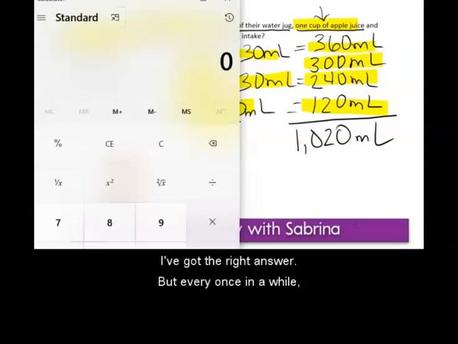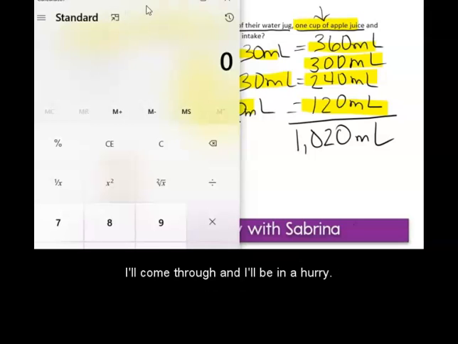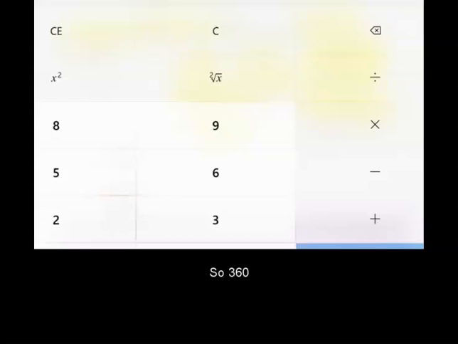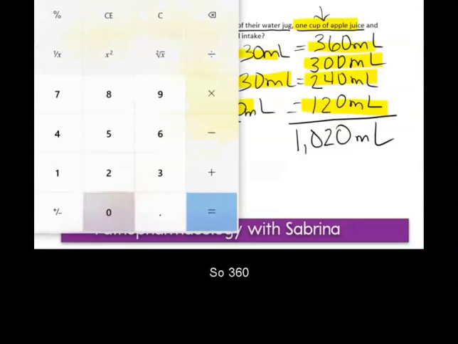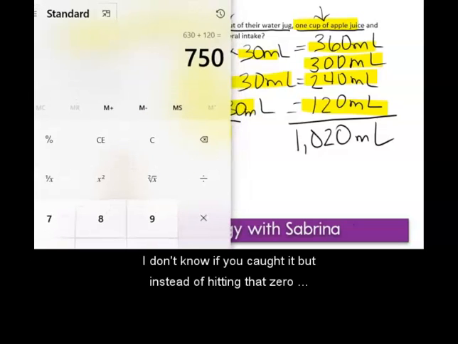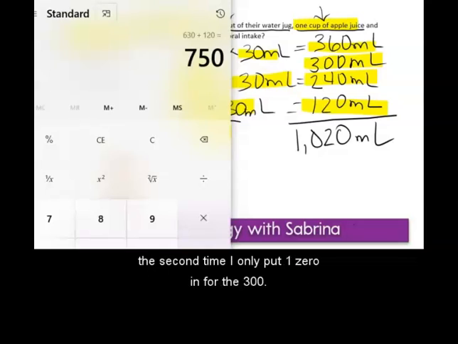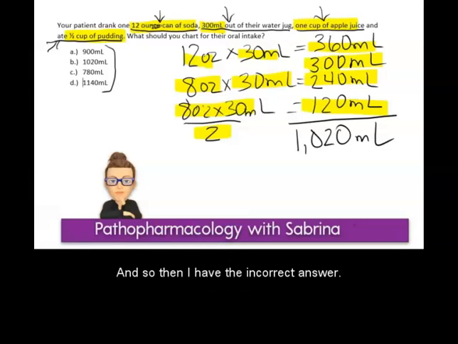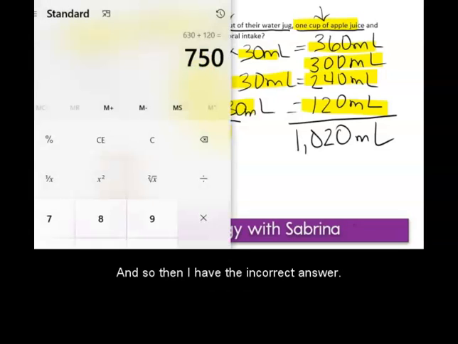But every once in a while, I'll come through and I'll be in a hurry. Oh, I did not want to. There we go. So 360 plus 300 plus 240 plus 120. So I don't know if you caught it, but instead of hitting that 0 the second time, I only put 1 0 in for the 300. And so then I have the incorrect answer.